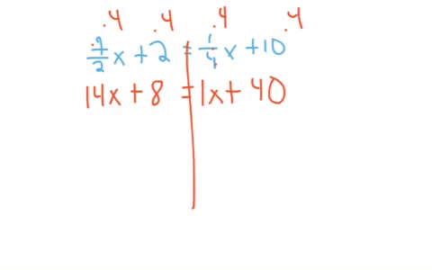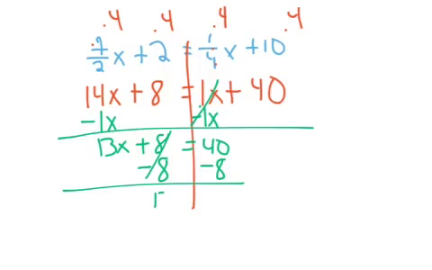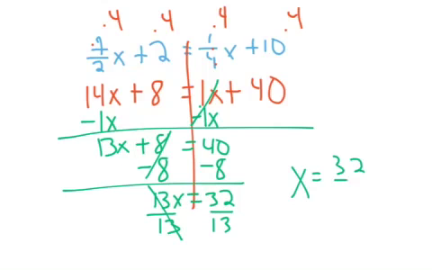Remember, I like to get rid of my smaller one. So 1 is smaller than 14. So the opposite of a positive 1, I'm going to subtract 1x from both sides. Those cancel to give me 13x plus 8 equals 40. Then it's just like your normal problem. Subtract 8 from both sides. Those cancel. You'll have 13x equals 32. The opposite of multiplying by 13 is dividing by 13. 13's cancel, so your final answer would be 32 over 13.